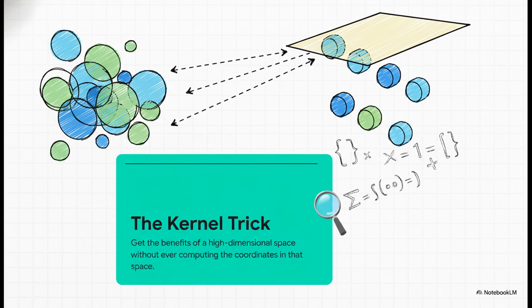And that's where the magic comes in. The kernel trick lets us calculate the dot products, the relationships between the points, as if they were in that higher dimension, but without ever actually going there. We get all the power of that higher dimensional space without doing any of the impossible work.